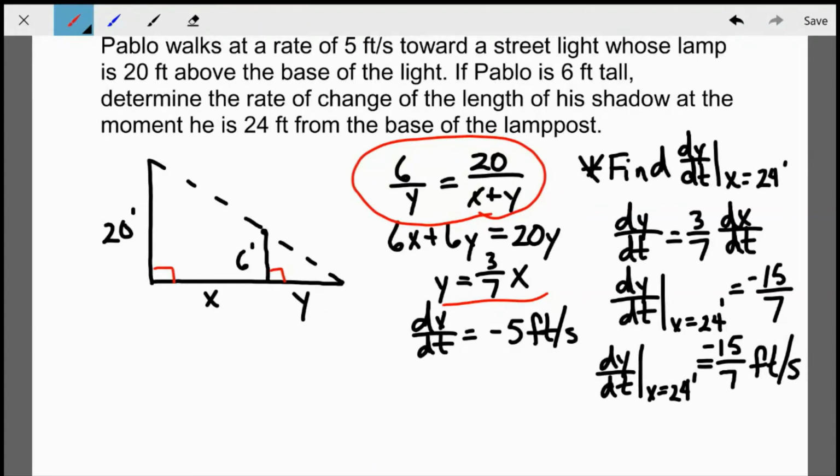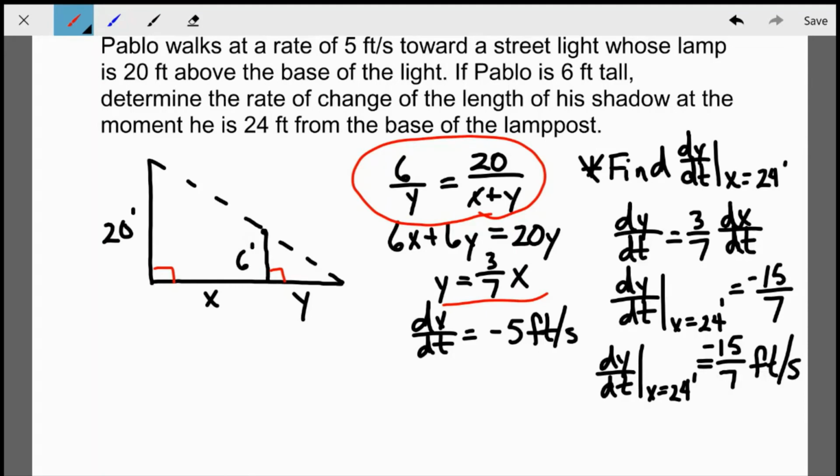So I need dx/dt to be a negative value. So you can see I defined dx/dt to be -5. Now, the way I have this labeled out, what I'm trying to find is dy/dt when x is 24. And then at that point, take the derivative of the equation. Remember, we're taking the derivative with respect to t. And then we just substitute in our dx/dt, and we get -15/7 feet per second.